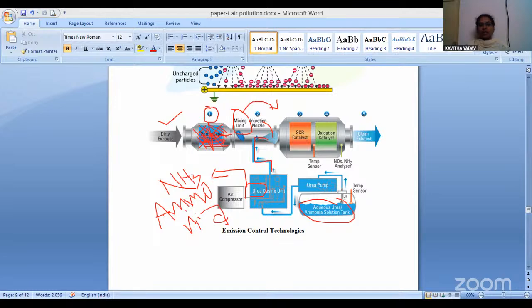This is nothing but a soluble urea and ammonia solution in the tank. It has a temperature sensor. At what temperature? It can vary. Okay?